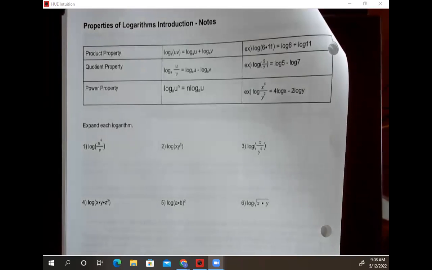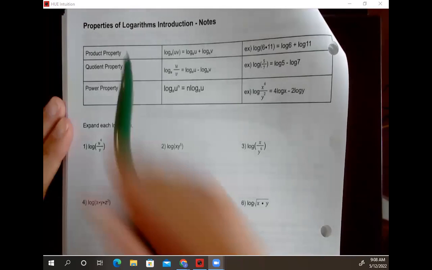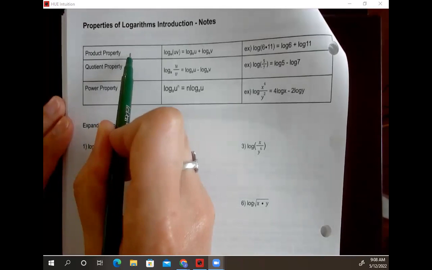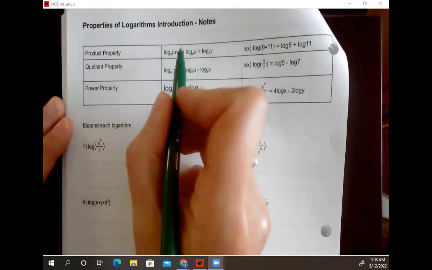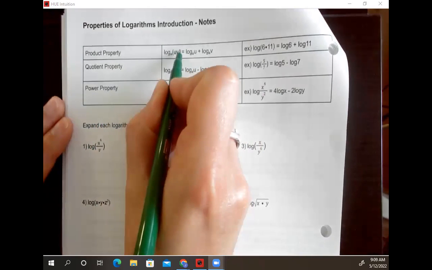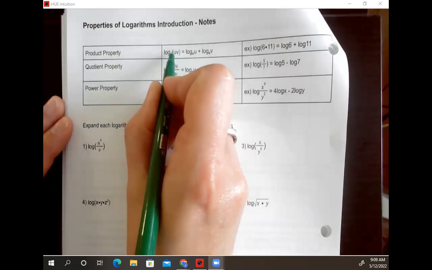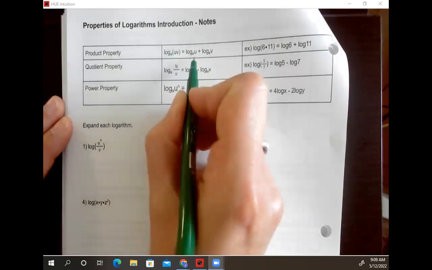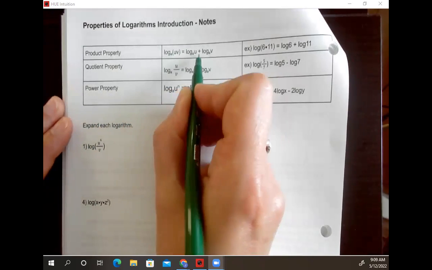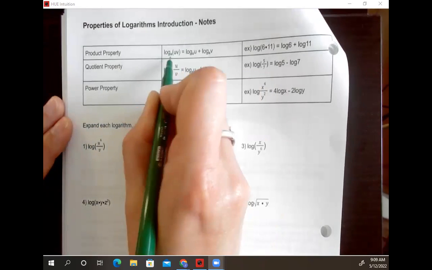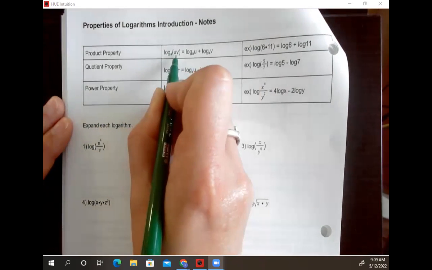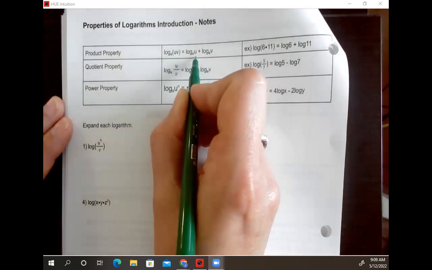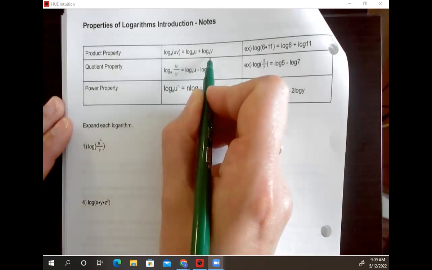So again, we are going to start on page 46 for today, and up at the top we have the properties that we're going to look at for today. The first one is called the product property. What the product property says is that if your argument is a product, if you are multiplying things together in your argument, you can actually separate those out into two different logs using addition. So instead of the log base a of u times v, you can write that as the log base a of u plus the log base a of v.